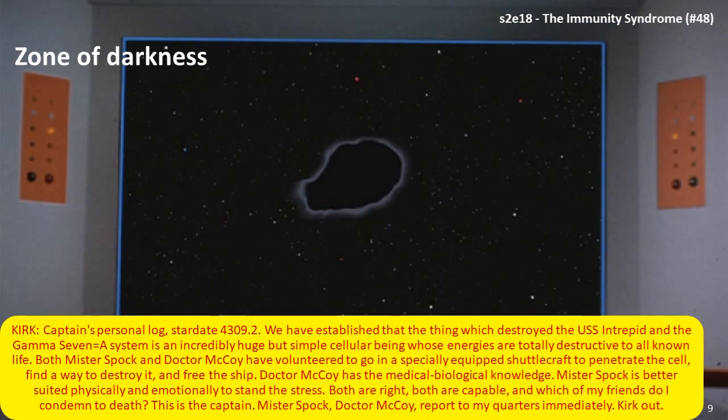In this episode, we discover an alien single-cell zone of darkness, or death, has invaded the galaxy and destroys a starship and an entire inhabited system. It has probably destroyed a lot more on its way to the Federation. How did it get past the galactic barrier, I wonder?